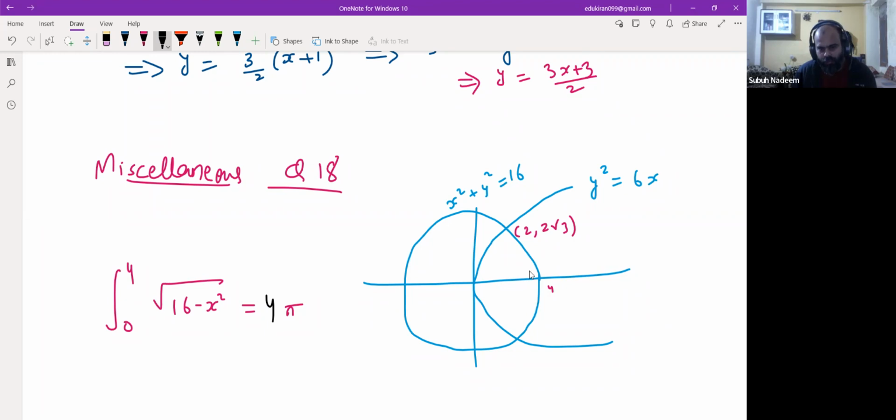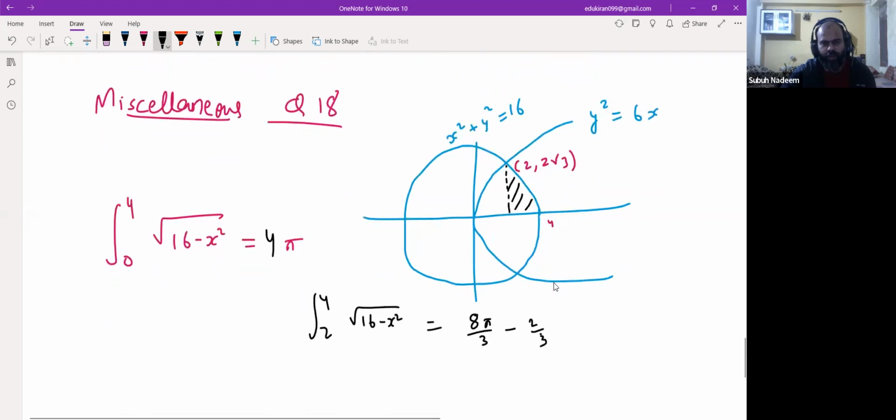Then I took the limits of 2 and 4, y dx, and y is root 16 minus x squared. Then you do the same thing and you get 8 pi by 3 minus 2 by 3. Okay, so this is basically this area, right? Oh, yes. Okay. Fine till here.